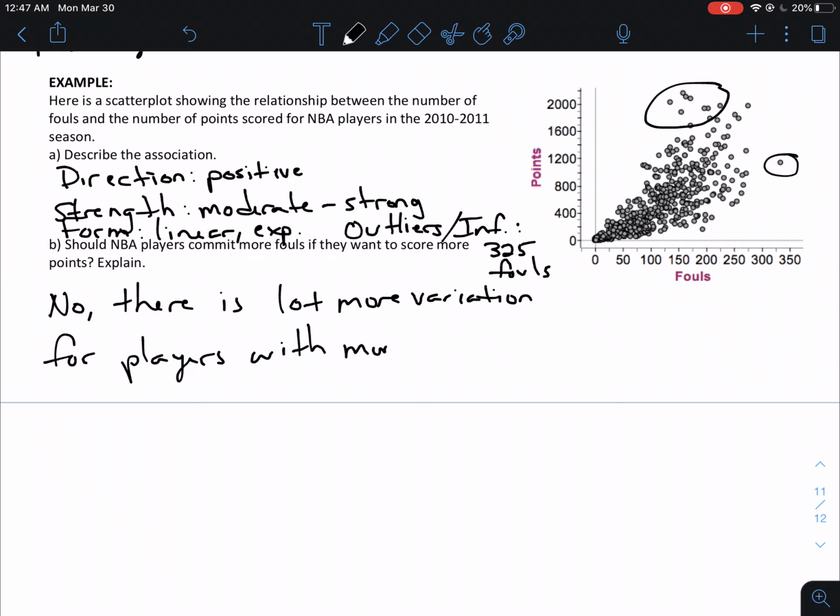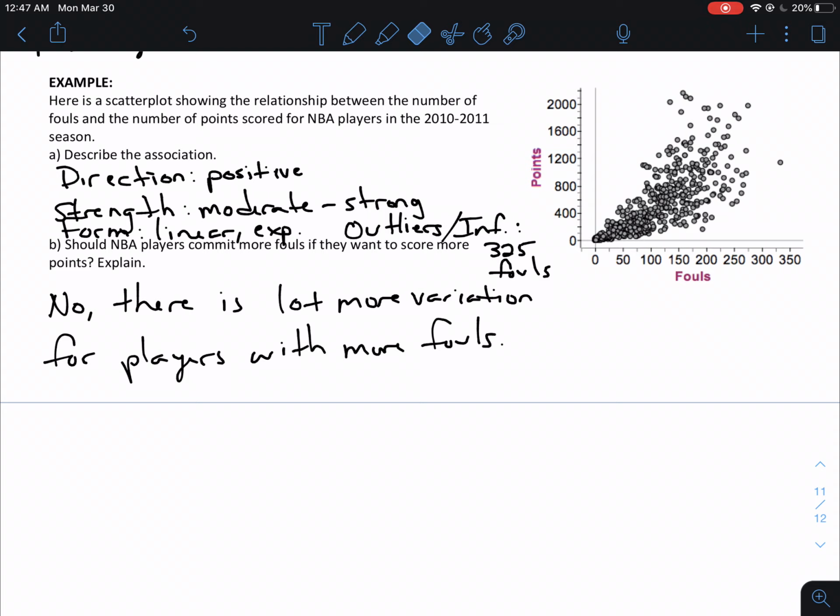Which I think was something that I was mentioning as we were talking about the strength of the relationship, is that while there are going to be some players that have more fouls and have more points, you also have some players that have more fouls and have fewer points. So because of that increase in the variation, that there's a lot more variability as you get further out, I would say that you probably don't want to take that route.